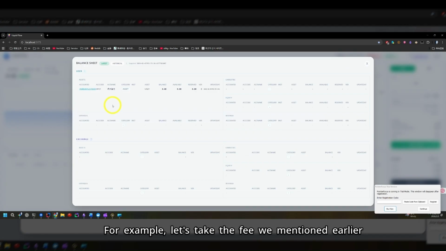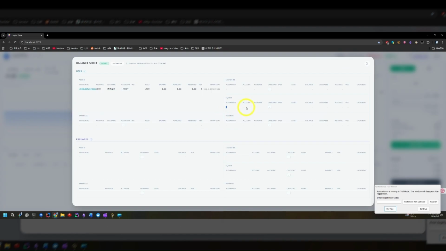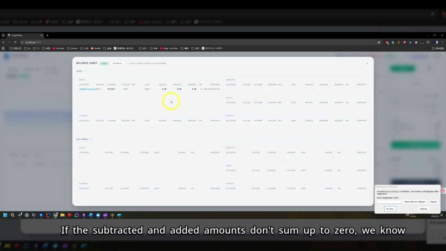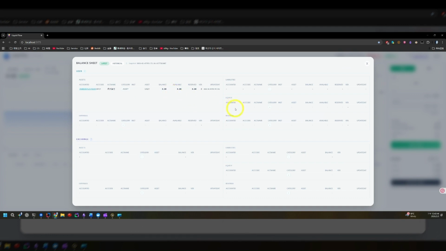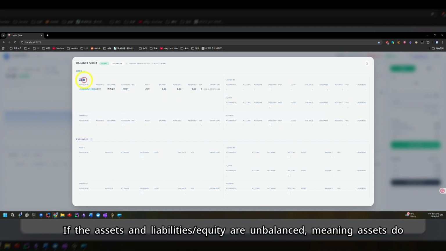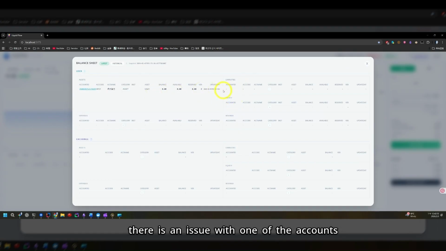For example, let's take the fee we mentioned earlier. If the spot asset deducts the fee, there must be another fee account that also adds the fee. Then we just need to check that entry. If the subtracted and added amounts don't sum up to zero, we know that one of the accounts either deducted too little or added too much. If the assets and liabilities equity are unbalanced, meaning assets do not equal the sum of liabilities and equity, we can determine that there is an issue with one of the accounts.